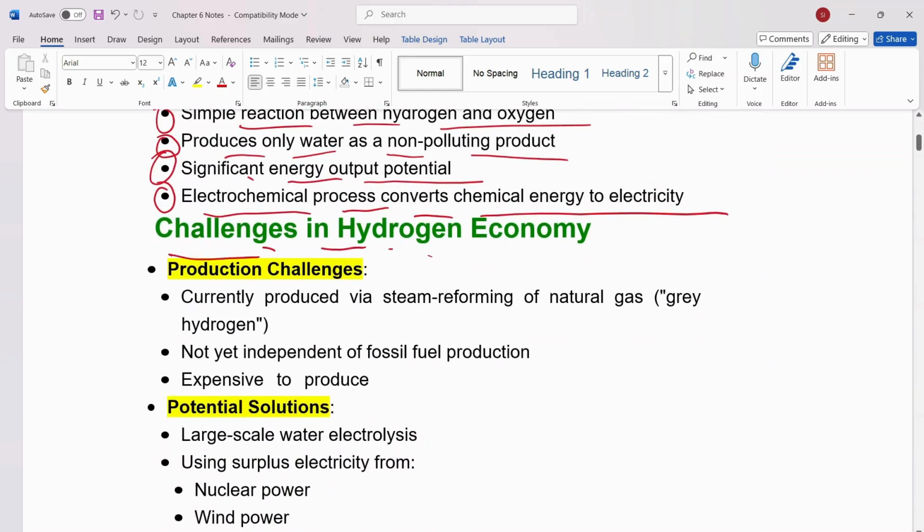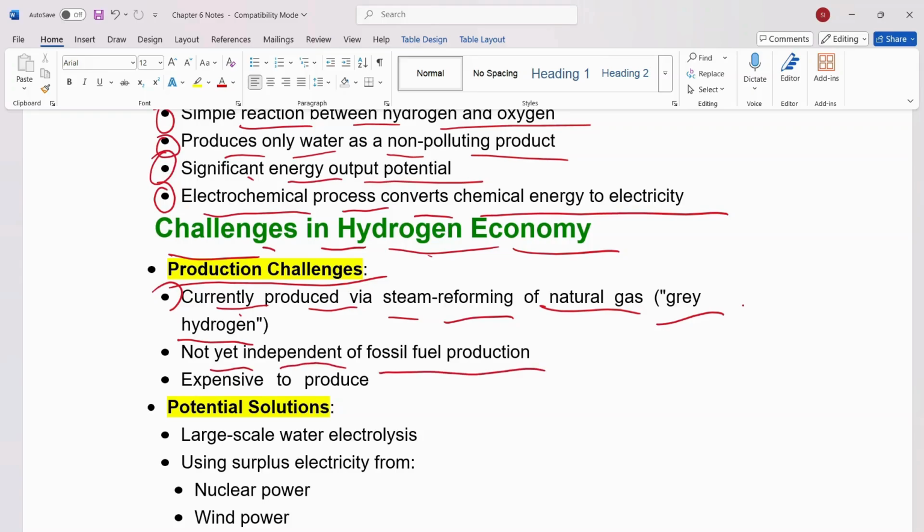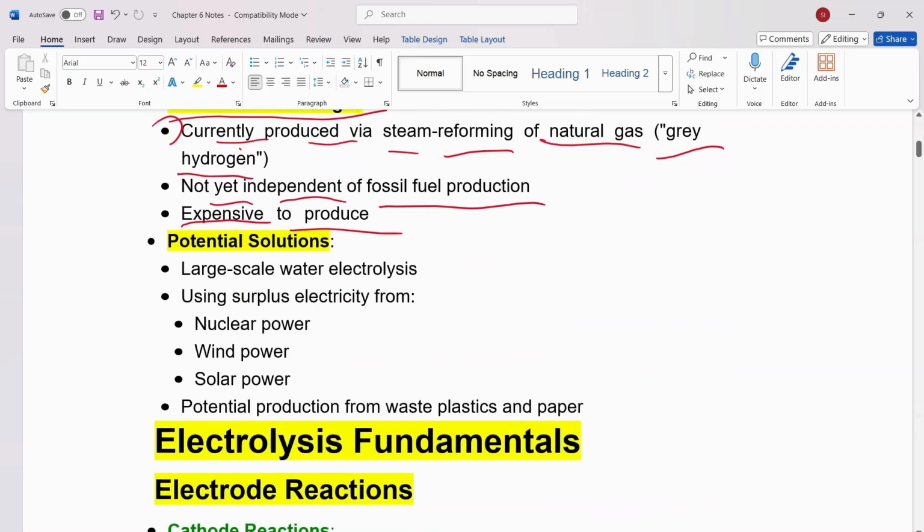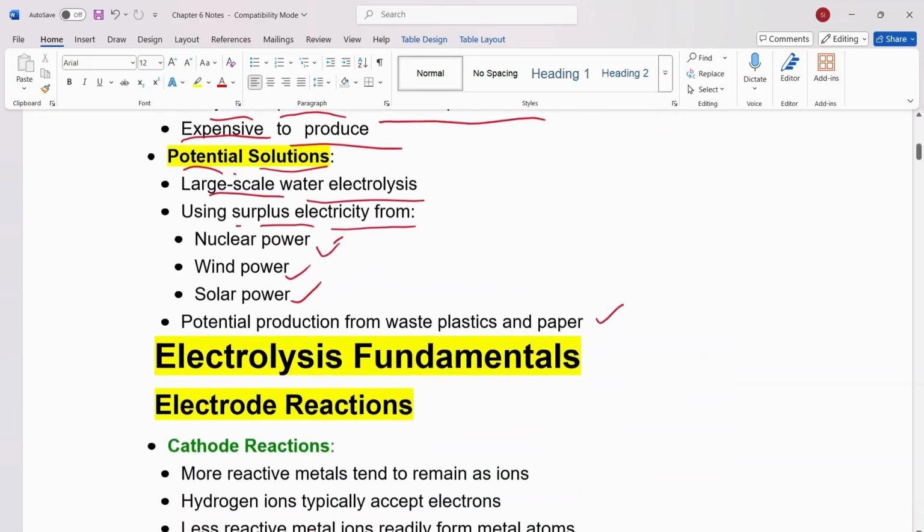Challenges in the hydrogen economy. Production challenges. Currently produced via steam reforming of natural gas, also called grey hydrogen. Not yet independent of fossil fuel production. Expensive to produce. A potential solution can be large scale water electrolysis using surplus electricity from nuclear power, wind power, and solar power. Also, potential production from waste plastic and paper may occur.